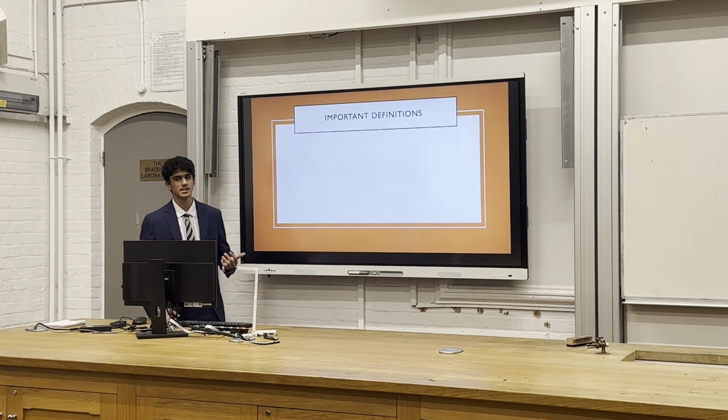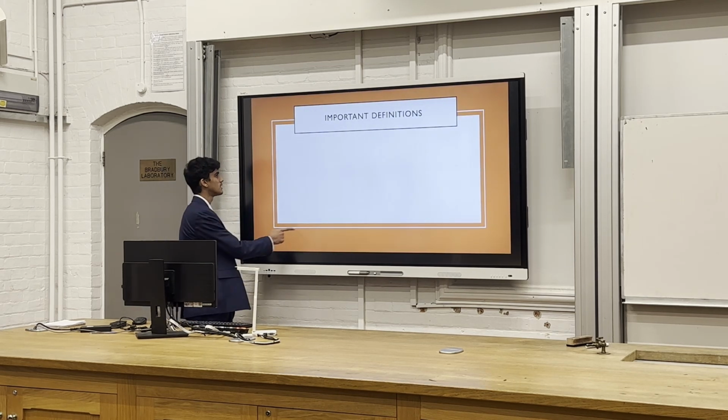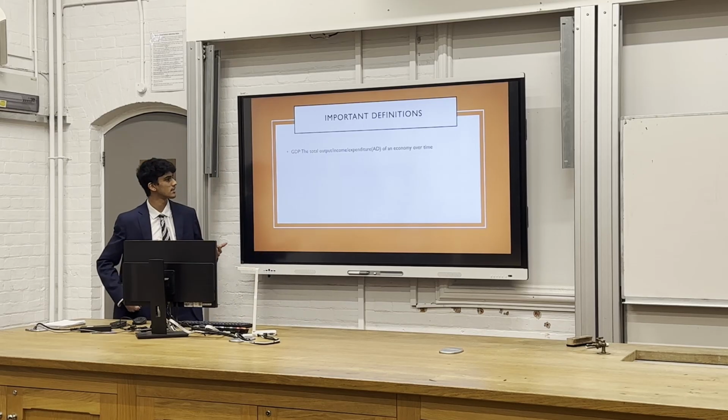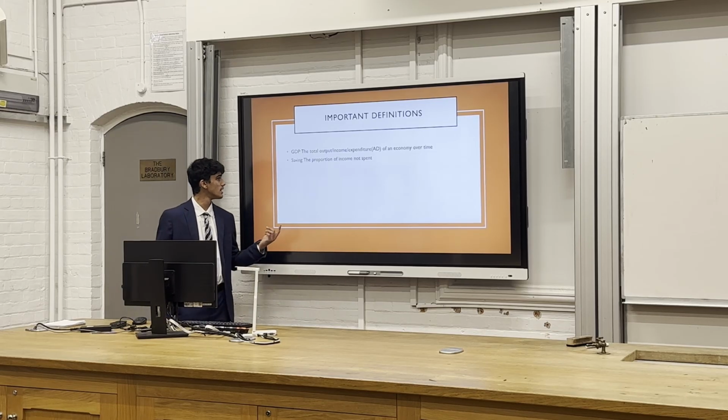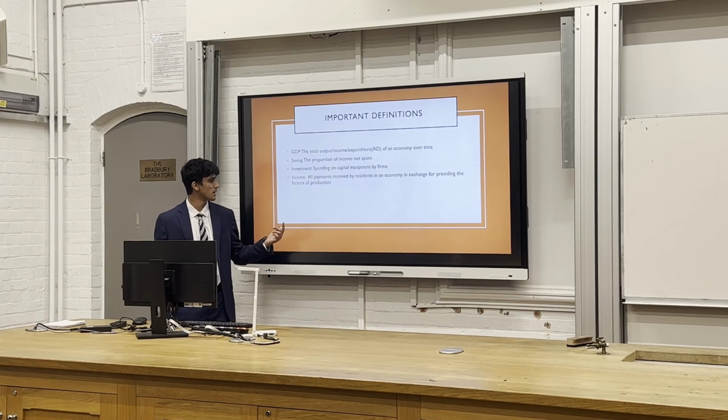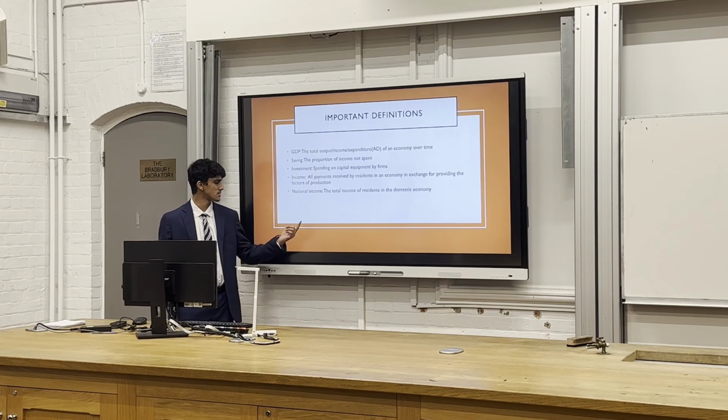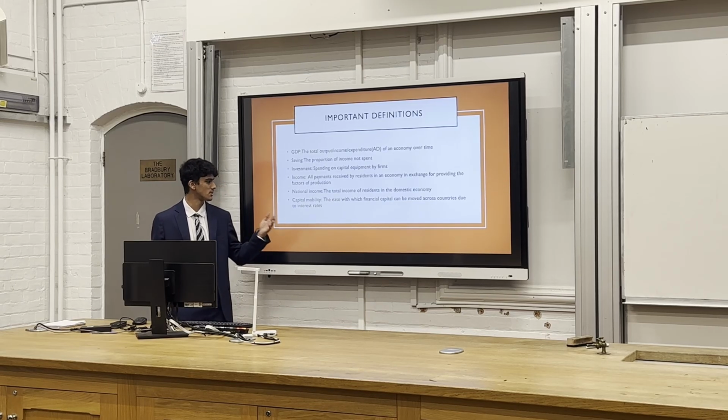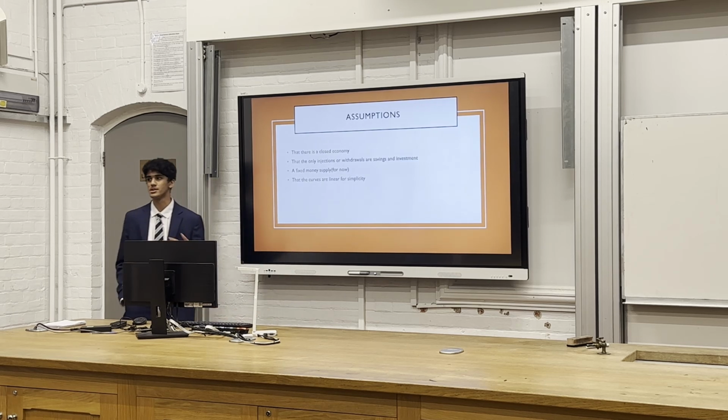So first a few definitions, most of you should already know these. GDP is the total output of an economy over time. Saving is the proportion of income not spent. Investment is spending on capital equipment by firms. Income is all payments received by residents in an economy in exchange for providing capital production. National income is the same but with earnings from assets overseas. And capital mobility, this is really important, is the ease at which financial capital can be moved across countries due to interest rates.